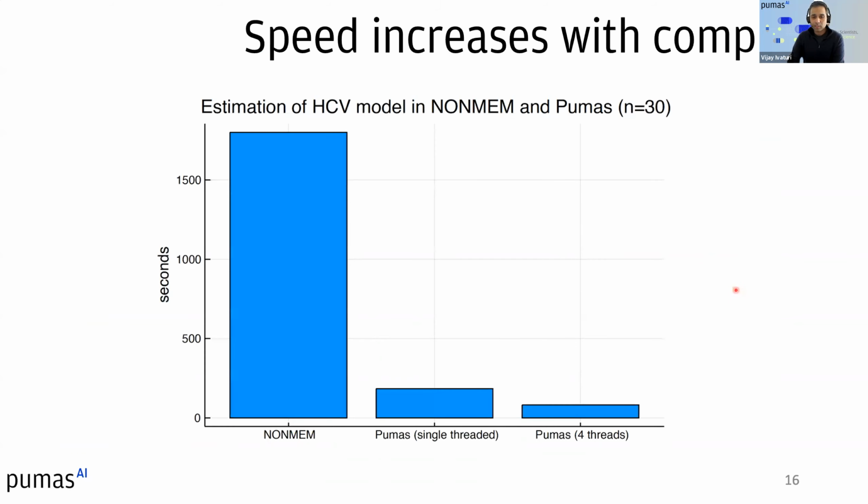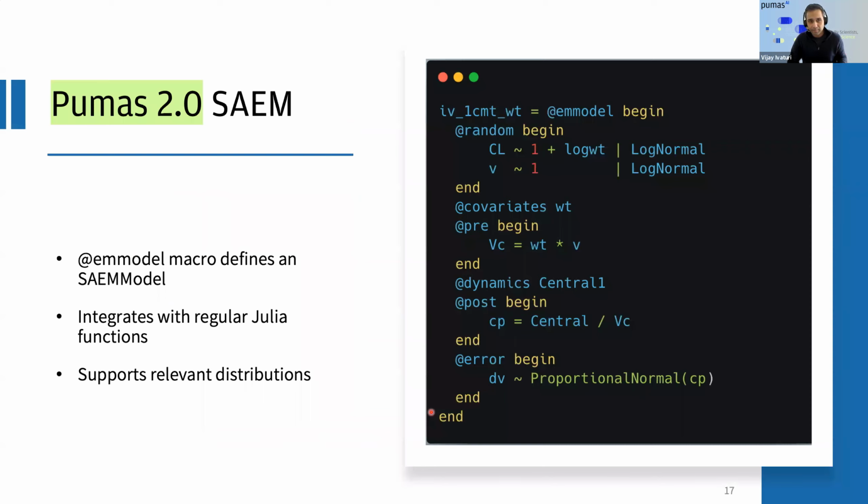And the speed advantage increases with model complexity. This is a model on HCV with quantitative differential equation system in 30 subjects. NONMEM ran it in about 1800 seconds. We ran it in about 170 seconds. And this was already in 1.0, right? Now in 2.0, as I said, the first new algorithmic improvement that we're bringing is SAEM. There is a slight difference in syntax on how we are providing SAEM to the user.